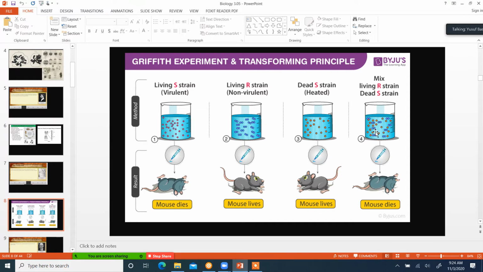The dangerous bacteria is dead, but its DNA is floating around in the test tube. And so the non-dangerous bacteria was able to take that in and use that DNA. Now it can make the proteins and other things needed to invade the mouse and make the mouse sick.